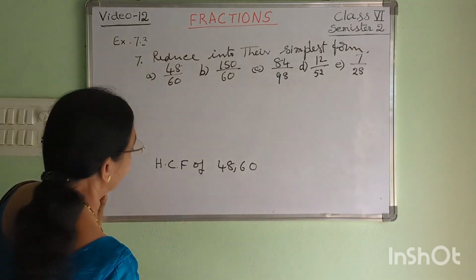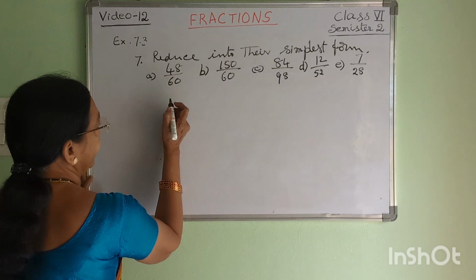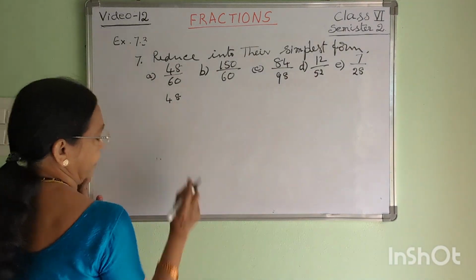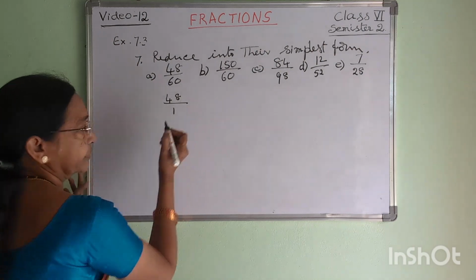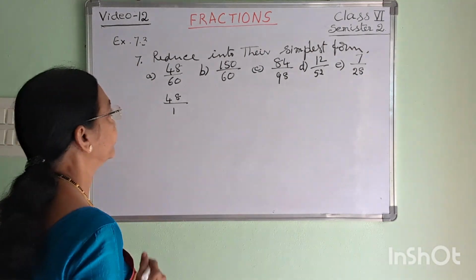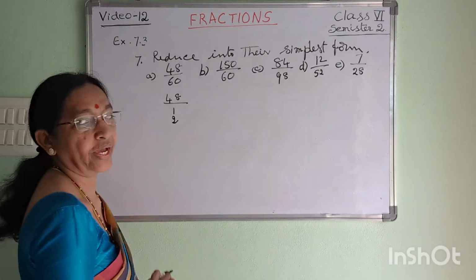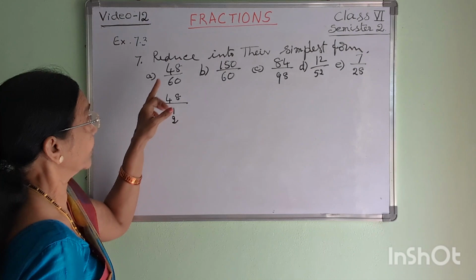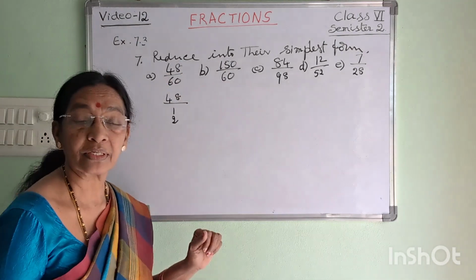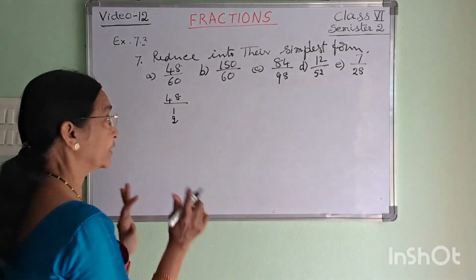First we will find the factors of 48. 1 is a factor of all. Next, as it is an even number, 2 is a factor. And 3 is also a factor because the sum of the digits is 12, and 12 is divisible by 3. Therefore, 3 is a factor.